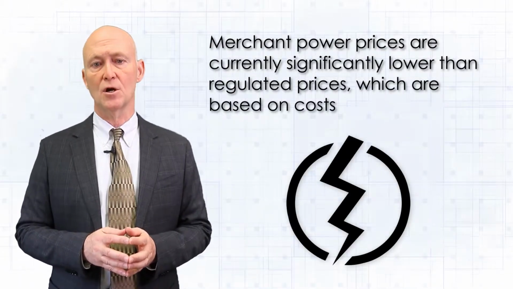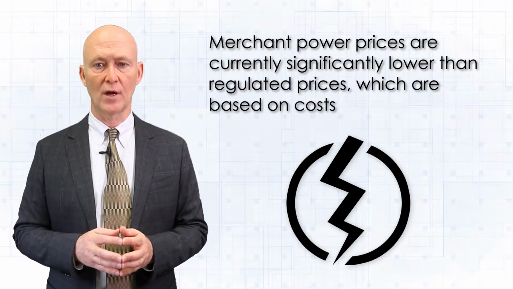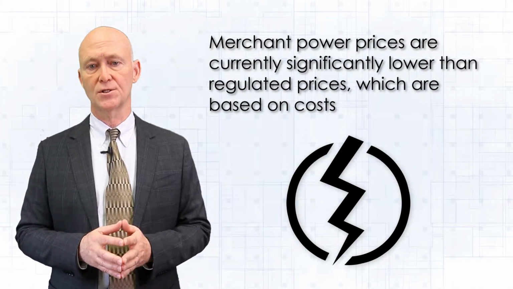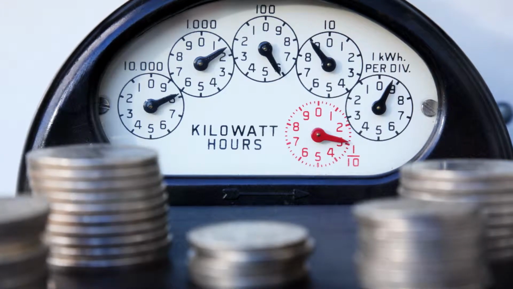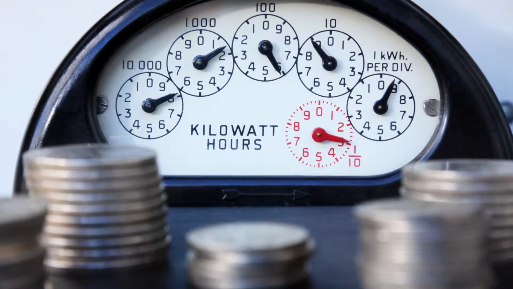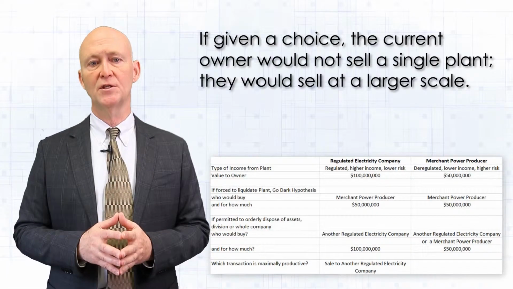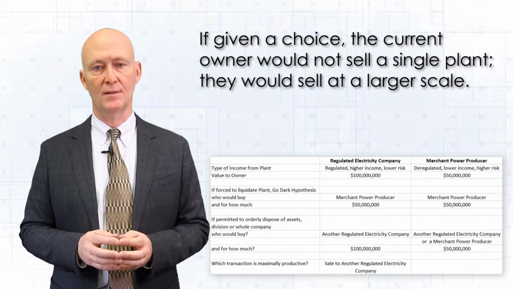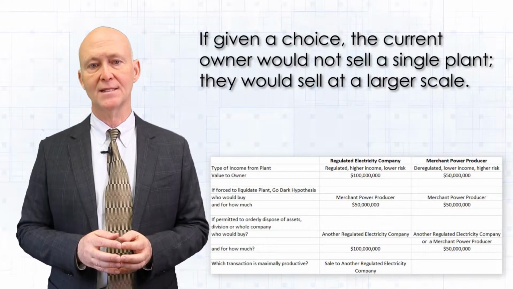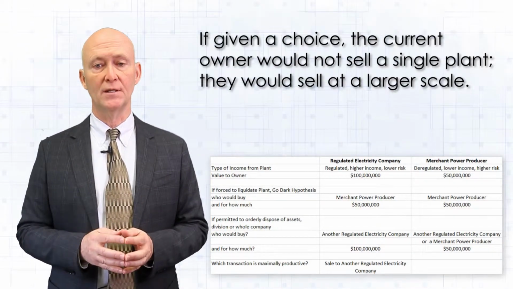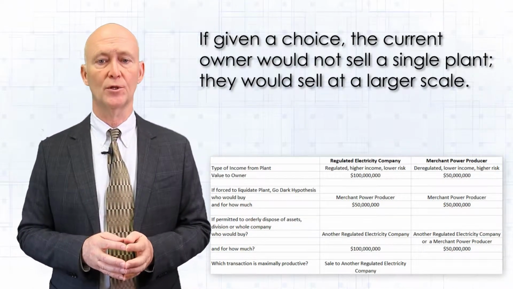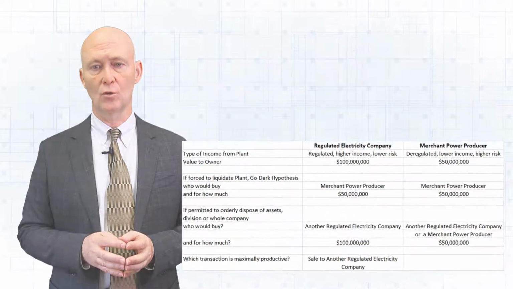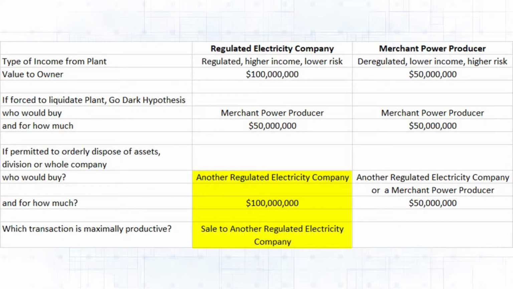Merchant power prices are currently significantly lower than regulated prices, which are based on costs, and merchant power producers would not likely be able to generate income sufficient to justify the purchase price equal to the physically depreciated cost of the plant. If given the choice, the current owner would not sell the plant. If there were a need to liquidate assets within the regulated utility, then the utility company would likely not sell individual plants, but would sell the corporate division or the entire company in order to preserve the regulated income stream from the plant and preserve the value based on the original cost.